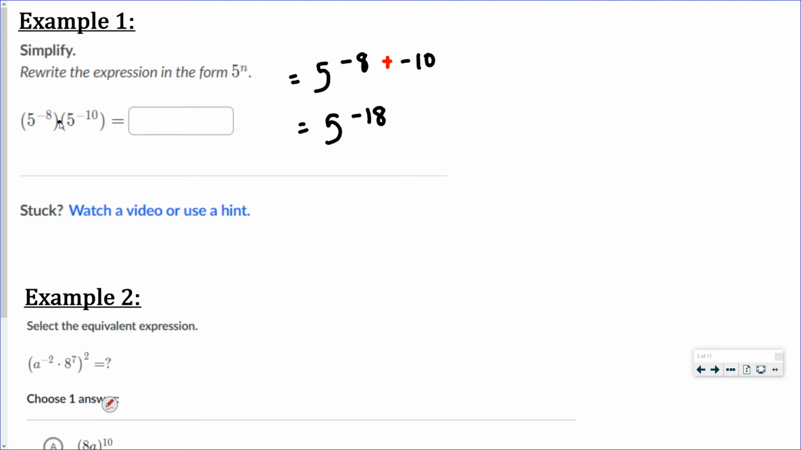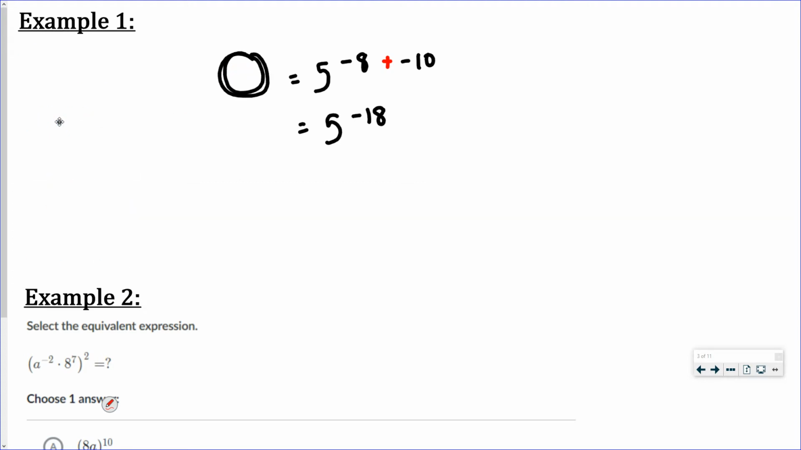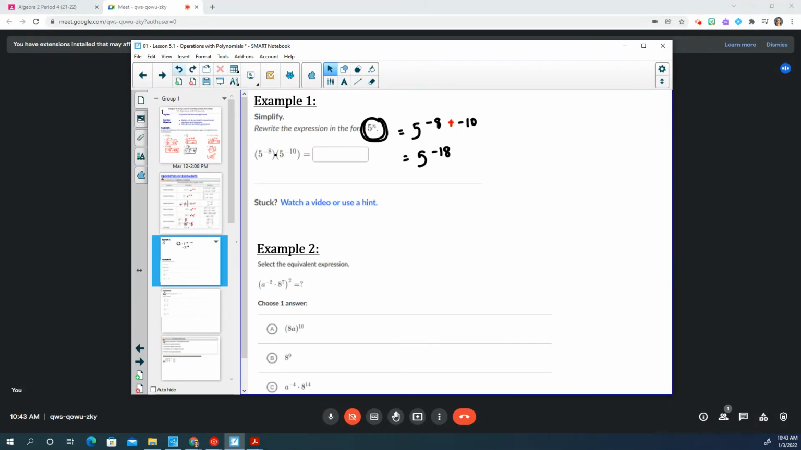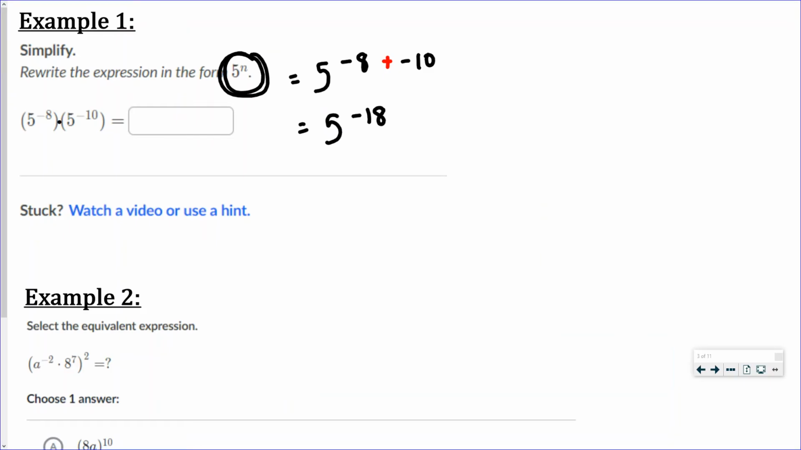Now, normally, we don't leave our answer like this, because I just told you we can't have negative exponents. But look at what Khan Academy wants you to do. They want you to leave it in that form. So pay attention to direction. My answer here would just be 5 to the -18. That's what they're going to want you to do on Khan.